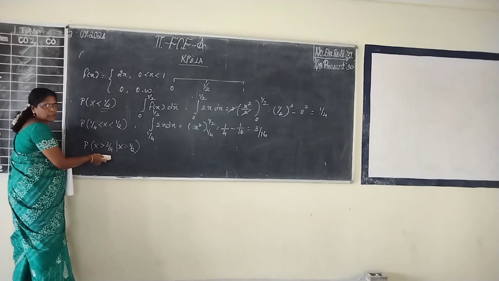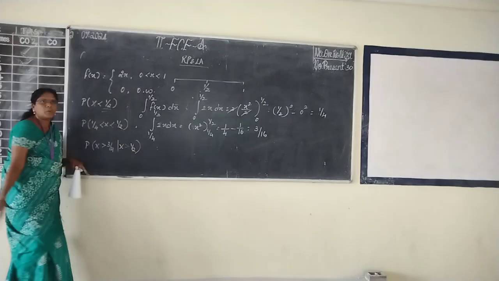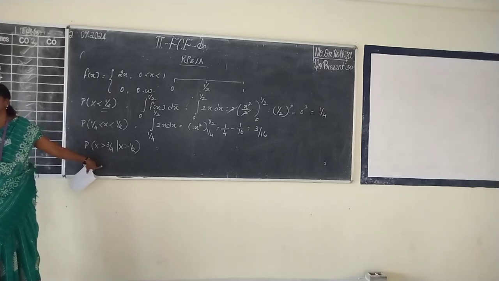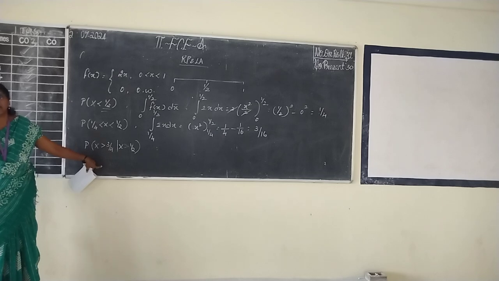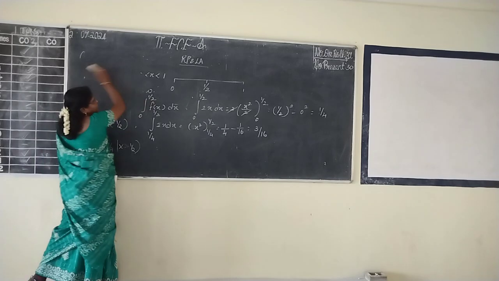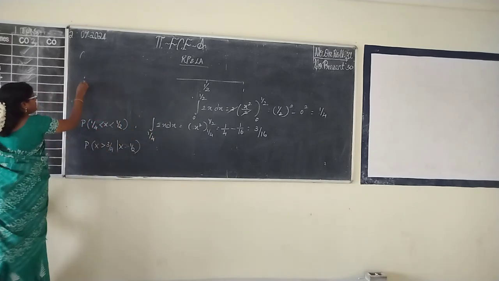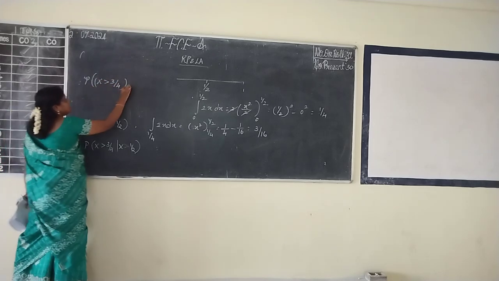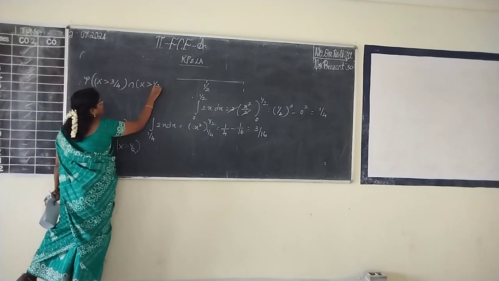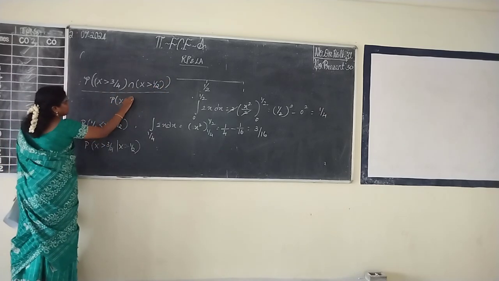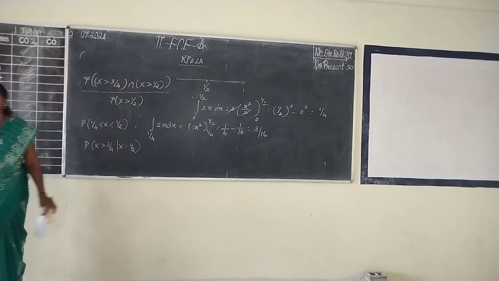X greater than 3 by 4 given x greater than 1 by 2. What probability is this one? Conditional. Again take the formula A given B. What is the formula? A intersection B divided by P of A. Apply the formula for the third one. So numerator will be probability of x greater than 3 by 4 intersection x greater than 1 by 2, divided by probability of x greater than 1 by 2.